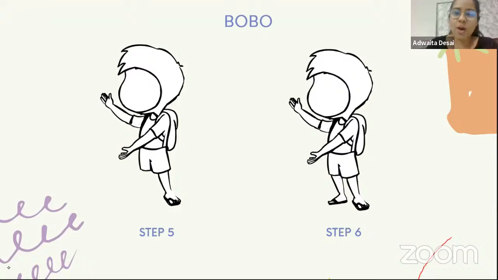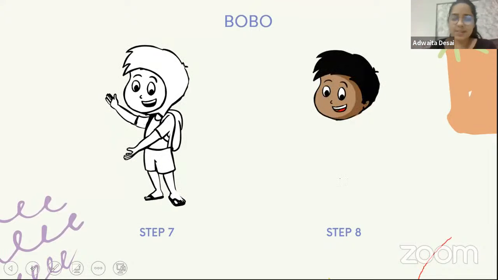Don't worry if Gappu Bobo are not looking exactly like this. It's absolutely okay. All right, we are going to go to the next stage where we are going to give expressions, step number 7 and 8. Big eyes, then nose, and then the smile.